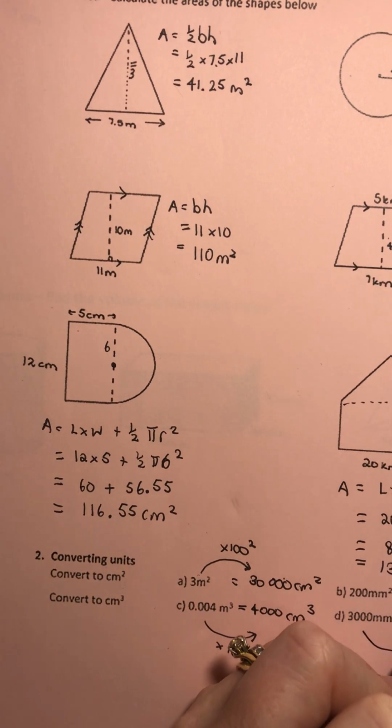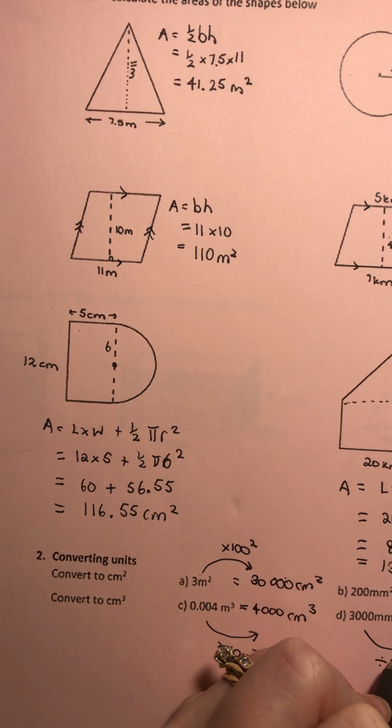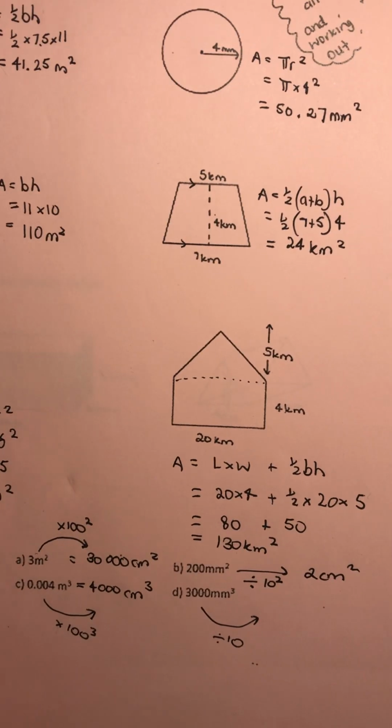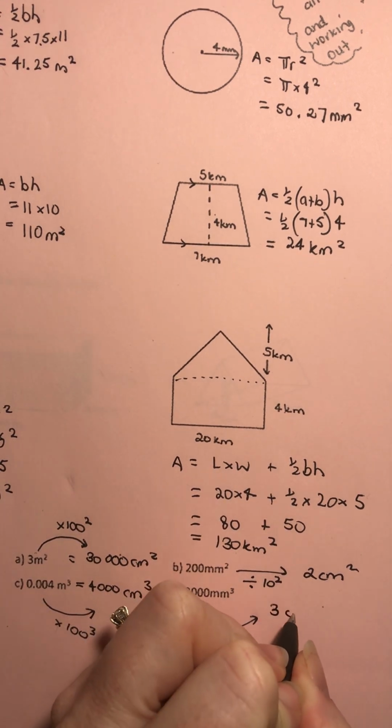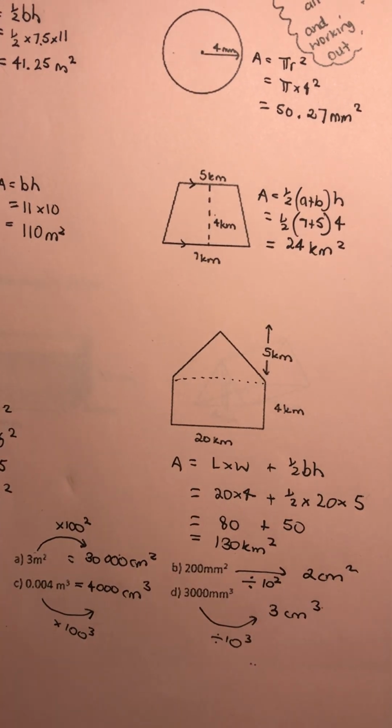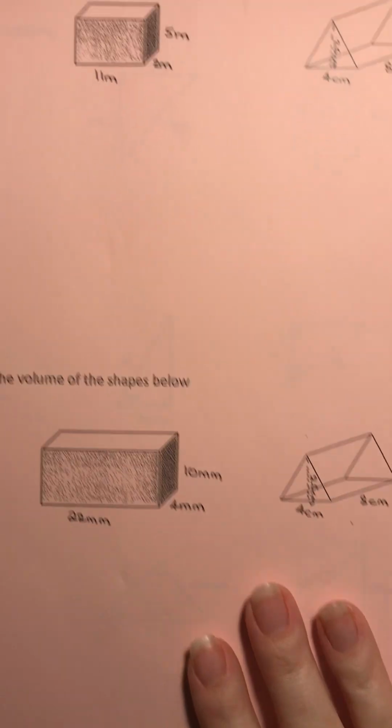Then going back the other way, millimeters to centimeters, I would normally divide by 10, but I am doing cubed, so I need to divide by 10 cubed. So I'm going to go 3,000 divided by 10 to the power of 3, and I'm going to get 3 centimeters cubed there.